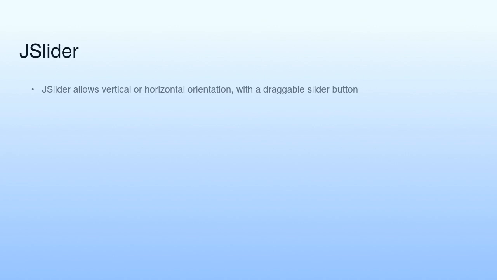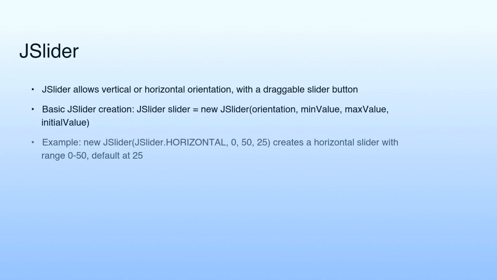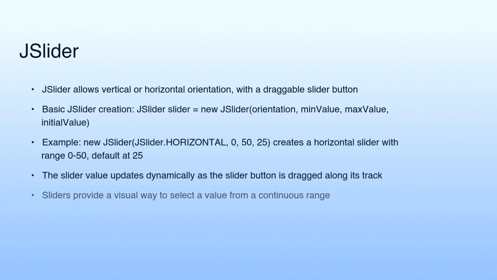Slider allows the visual selection of values from a continuous range via a draggable slider button. It can be oriented vertically or horizontally. Basic slider creation involves specifying the orientation, minimum and maximum values, and the initial value. The slider value updates dynamically as the slider button is dragged along its track.